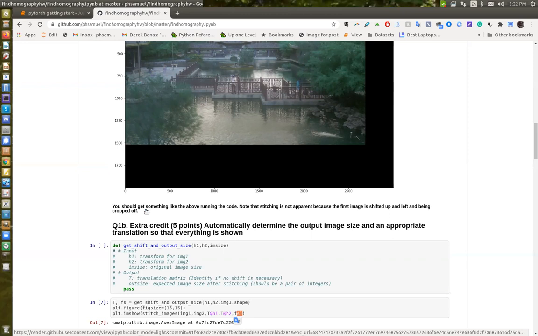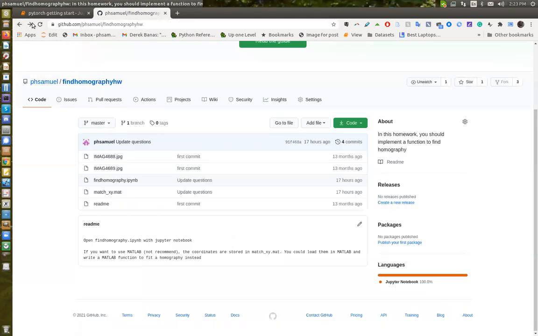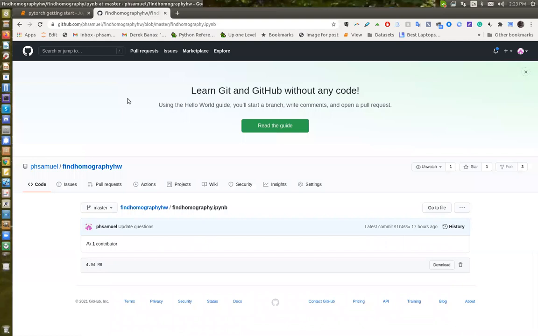Thanks, Professor. I have a question about the code in this GitHub. I just downloaded it and tried to run it, and I got an error message. Oh yes, that's a good point. You cannot just run it, because you need to fill in some functions.